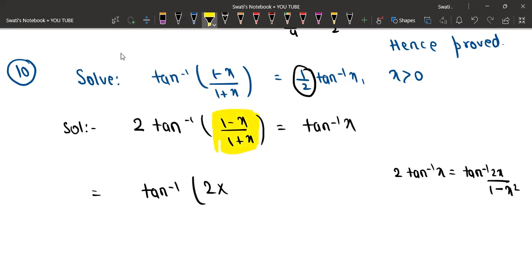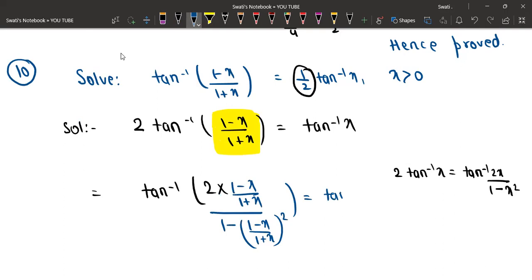This is entire x only. So this will become 2 times x. That means 2 times 1 minus x upon 1 plus x, and then upon 1 minus x squared. That means 1 minus x upon 1 plus x, this is whole square. Okay. And then equals tan inverse x as it is.